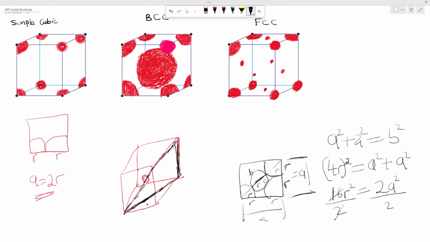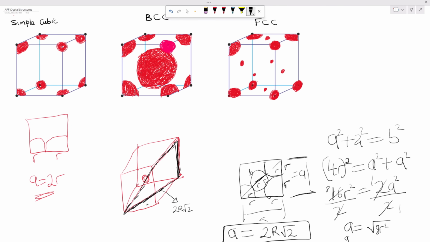2 in here, 1 in here, 8. 2 in here, 1 in here, 1. So we have a is equal to root 8r square, which is also a, is equal to 2r root 2. So this is this diagonal. We just found this diagonal. So let me note it out here. This diagonal is equal to 2r root 2. A is equal to 2r root 2.